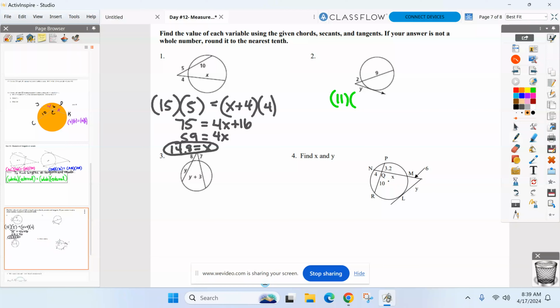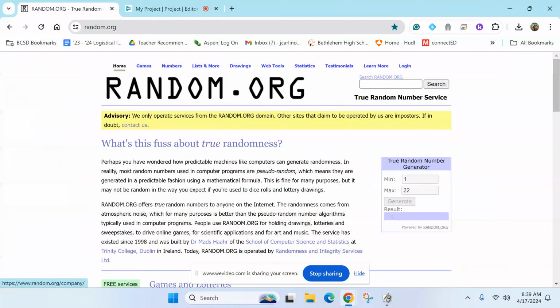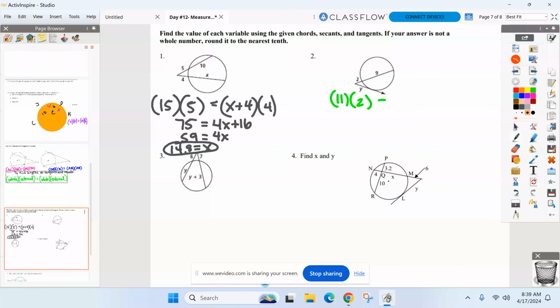11, and then how about the part on the outside, the external part? Drew? 2, yep. All right, now go to the tangent. We talked whole and external for a tangent is the same value, y. So y times y.